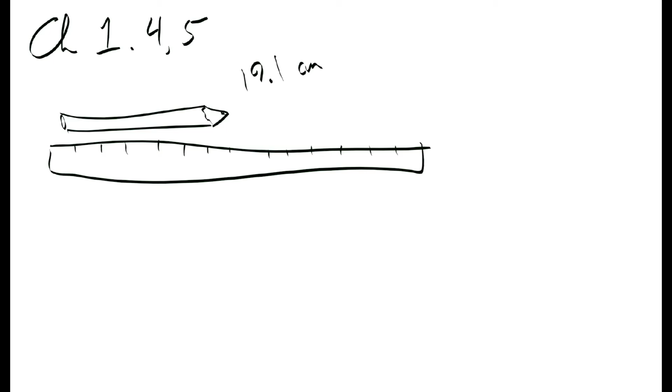But if it measures in millimeters, that is to say, it also has markings in between, so I don't know if you can see them, lots of smaller markings here, then you're going to get 19.05 centimeters. Okay. Your second measurement is more precise. It has more significant figures. Specifically, this one has 3 sig figs, and this one has 4.